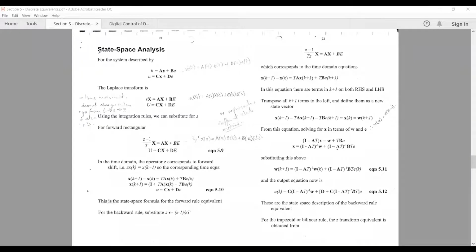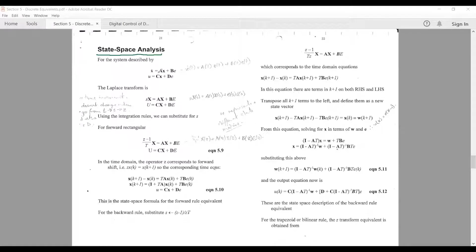Now let's look at the state space analysis. For a system described using the equations x dot is equal to Ax plus Be and u is equal to Cx plus De, here e is the input and u is the output. We can assume that this system represents a controller whereby e is the error input and u is the controller output.